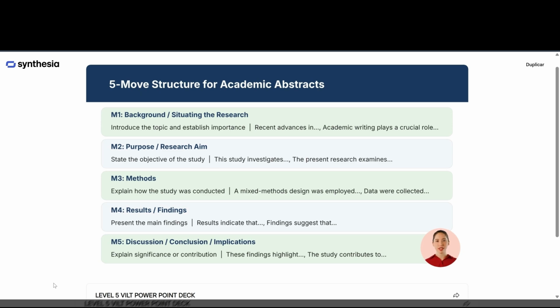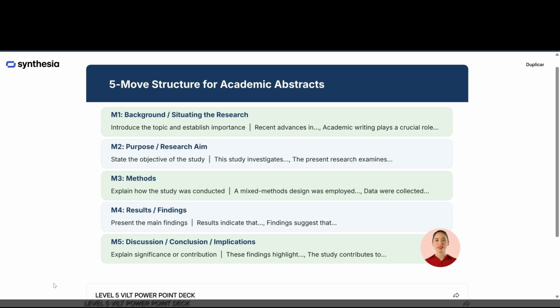M2, purpose. You clearly state what your study aims to do. M3, methods. You briefly explain how you did the research. M4, results. You report the key findings without all the details. M5, conclusion, implications. You explain why the findings matter and what they contribute.